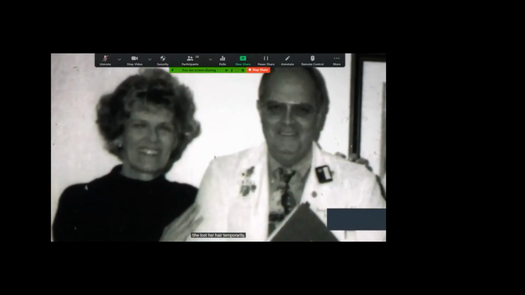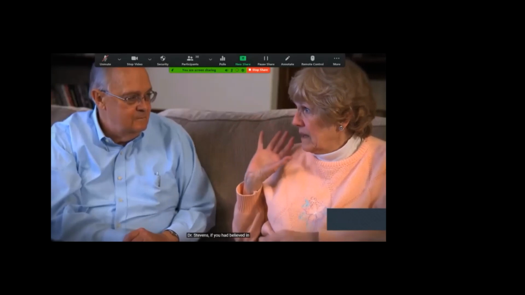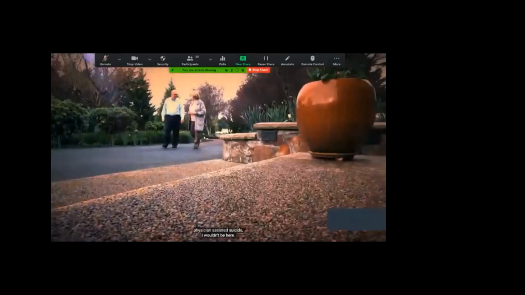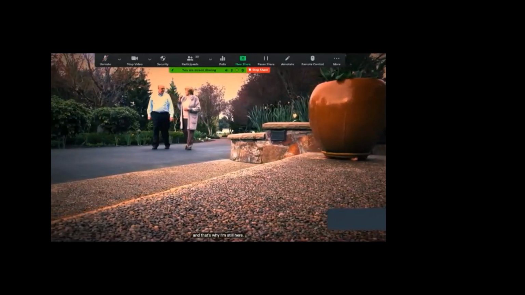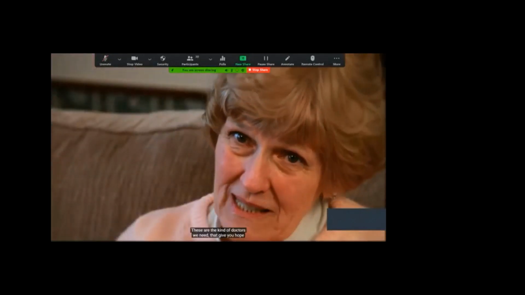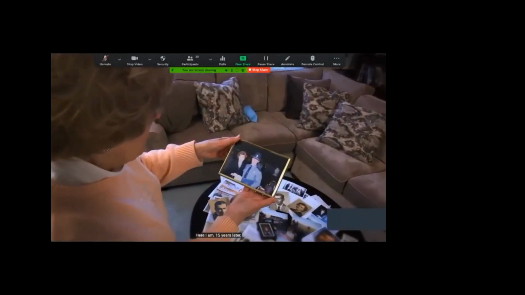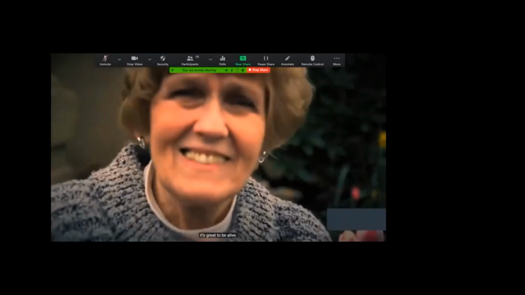So she did accept the treatment. She received chemotherapy and radiation. She lost her hair temporarily, but the tumor just melted away. Dr. Stevens, if you had believed in physician-assisted suicide, I wouldn't be here. You didn't give up on me. You didn't abandon me, and that's why I'm still here. These are the kind of doctors we need that give you hope when your hope is gone. Here I am 15 years later, and I went to my son's graduation. It's great to be alive.